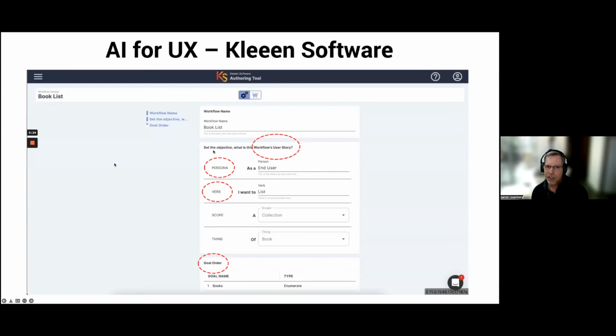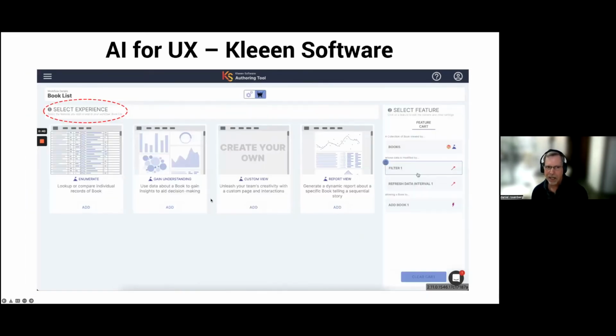And you have a screen like, what is the objective for the user, the workflow's user story? Who's the persona? What is the verb? So they don't use the word action. They actually do nouns and verbs, but this is actions and objects, right? What's the goal, right? Et cetera.